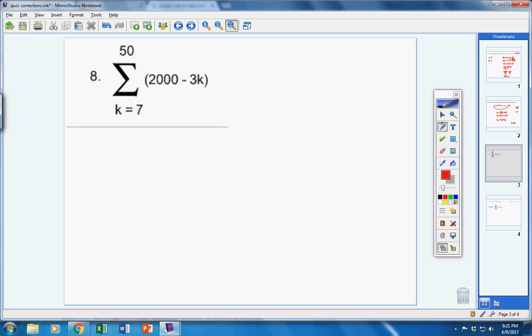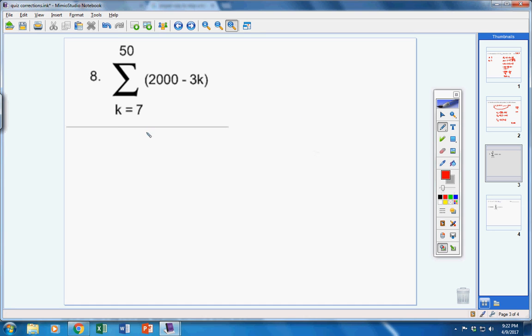Now, first of all, you have got a ton of work to do on this problem. We've got so many terms to add. It's crazy. I mean, we're going to have to put a 7 in, then an 8, then a 9, then a 10, all the way up to 50. And then add all those up. And that's really, really crazy.